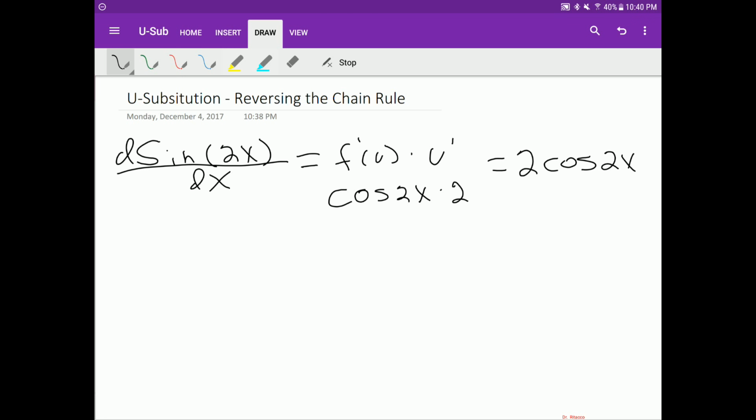Okay, so what if we turn that into the integral? So we're looking for the antiderivative. The antiderivative of 2 cosine 2x dx. Well, we'd have to remember where our chain rule came from, where the 2 came from. The 2 came from inside. So that's exactly what we're going to do with u-Substitution.